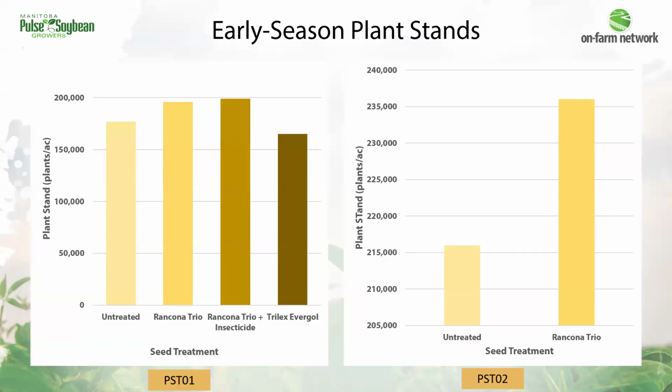Here are the differences in plant stands between treatments for each trial. You can see that in PC treatment 01, the plant stands were fairly consistent. The highest plant stand was seen in the Rancona Trio Plus insecticide treatment, and the lowest was seen in the Trilix Evergol treated plots. For PC treatment 02, there was an increase of 15,000 plants per acre with the treated seed versus untreated seed.